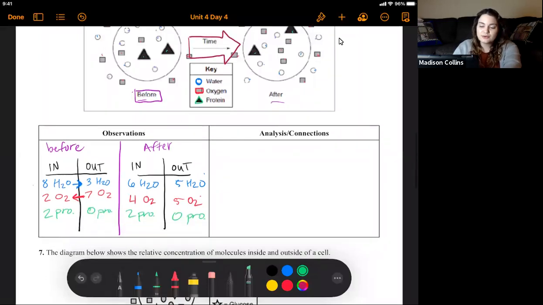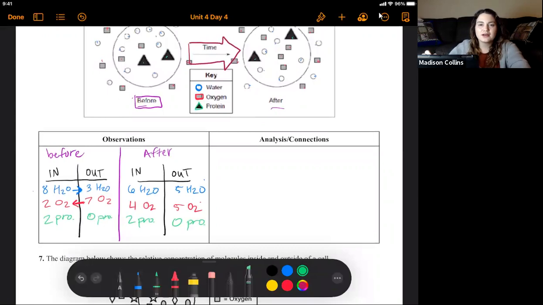Well, protein was too big to diffuse across that membrane. So protein could not diffuse out of the cell because it was too big. Okay, so now I'm going to write that down. I'm actually going to pause this video so you don't have to sit here and watch a minute of me writing, but I will press play as soon as I'm done writing.